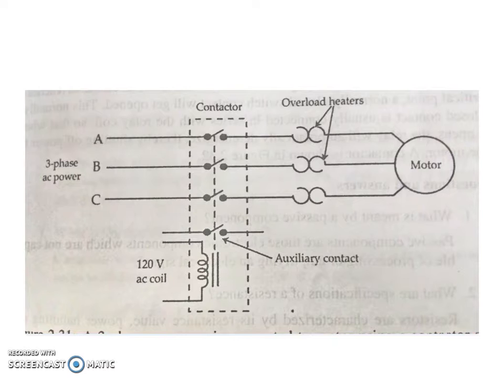The auxiliary contact is often used in a relay logic circuit or for some part of the motor control scheme, typically switching 120 volt AC power instead of the motor voltage. One contactor may have several auxiliary contacts, either normally open or normally closed if required.